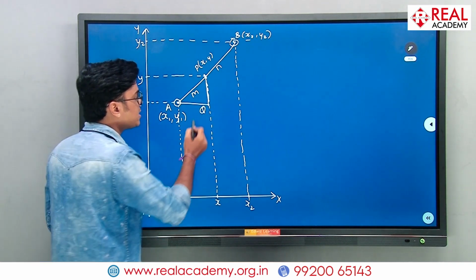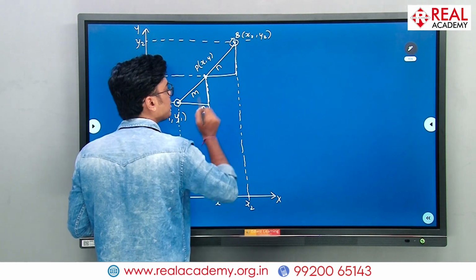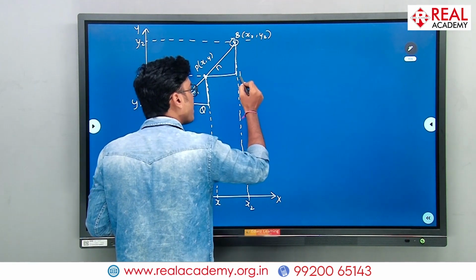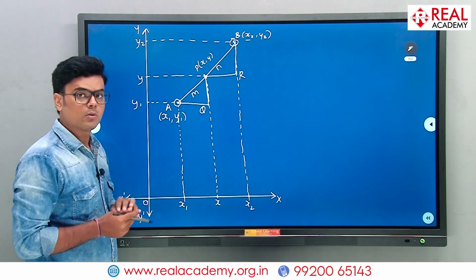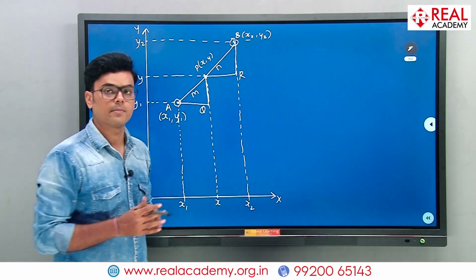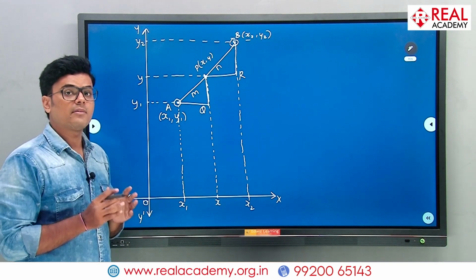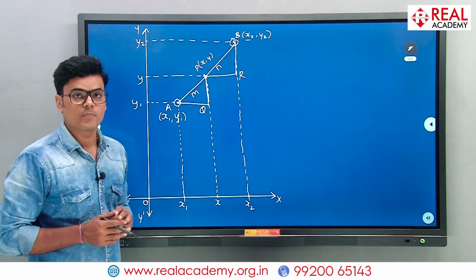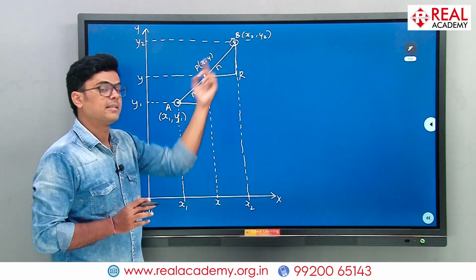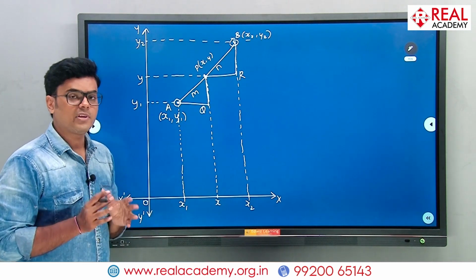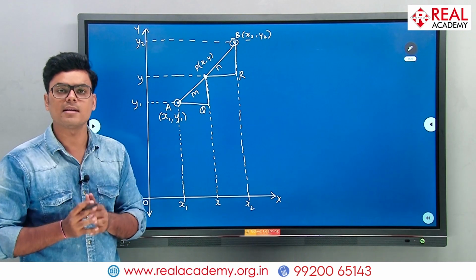I'll draw another triangle over here. Give some name to this triangle also. This point is, let us assume, R. So we have two triangles here: triangle APQ and triangle PBR. Now, we just need to find out the value of this x and y. For that, we will need to find out the lengths of these sides. Because we know that these two triangles are similar triangles.